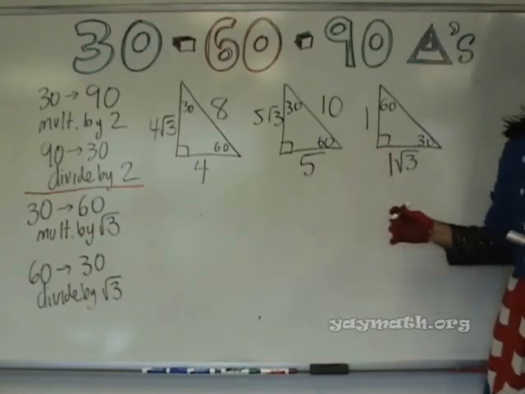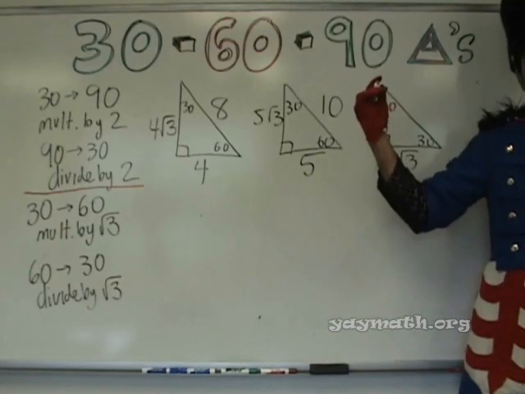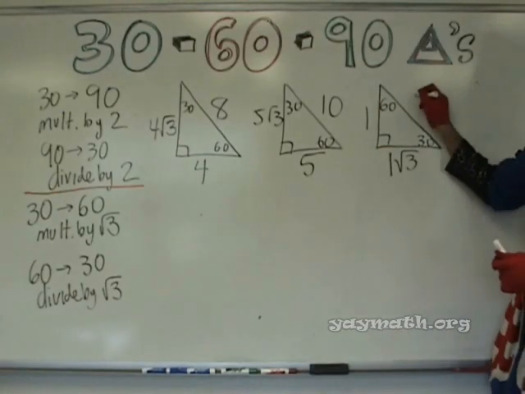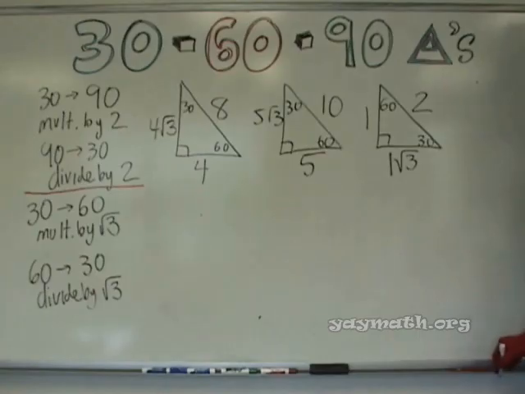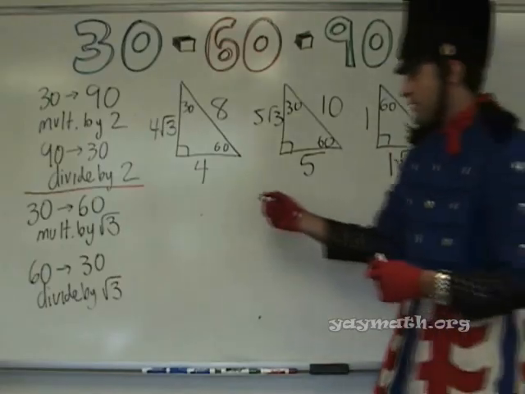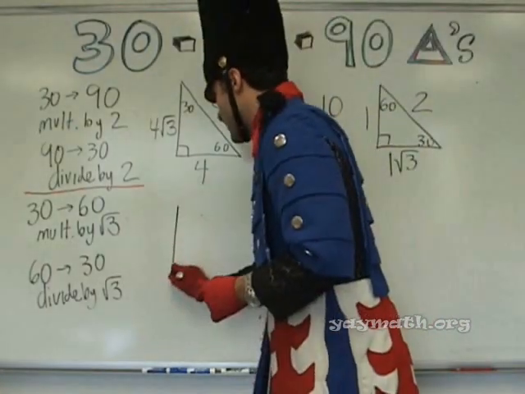Multiply by 2. Again, to go from 30 to 90, we're getting bigger, so we multiply. And so what's this going to be? 2. Now, do you understand? Because you're multiplying 1 by 2. Very good. All right, let's go. It's going to get a little more challenging.